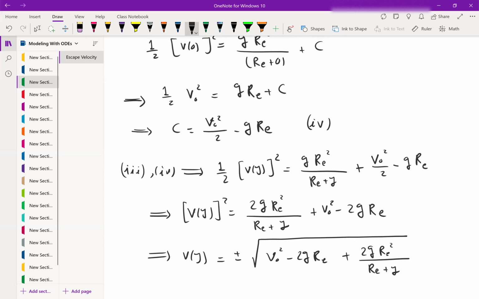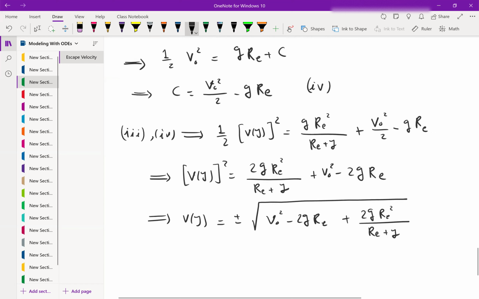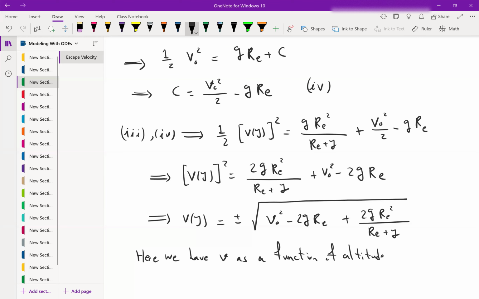This is the formula for the velocity of your projectile at height y. Let me be very clear about the positive and negative sign. I told you about it, but let me write it. So this is v as a function of altitude y. The plus sign must be chosen if the body is rising.